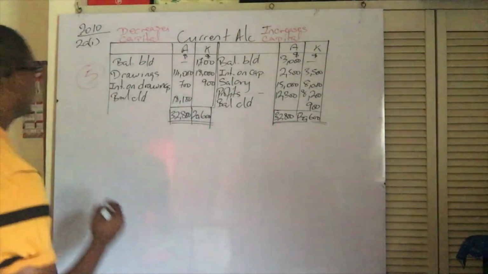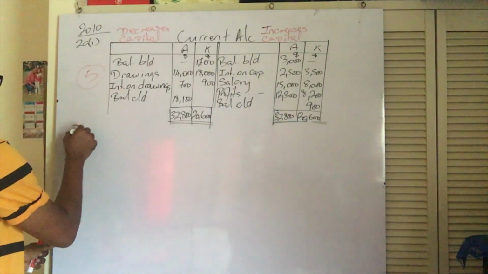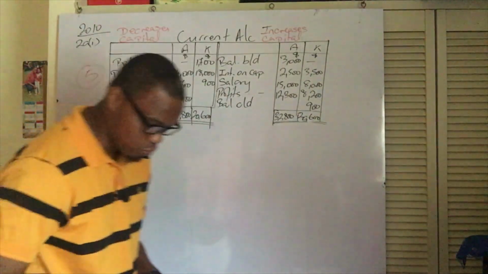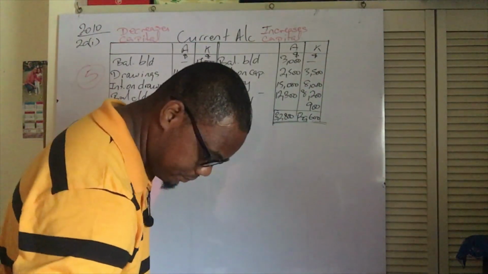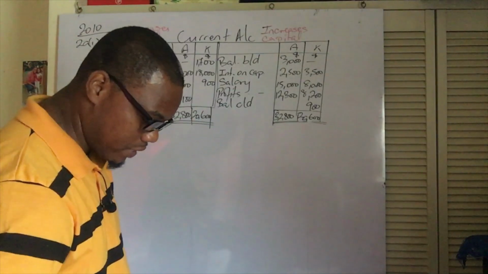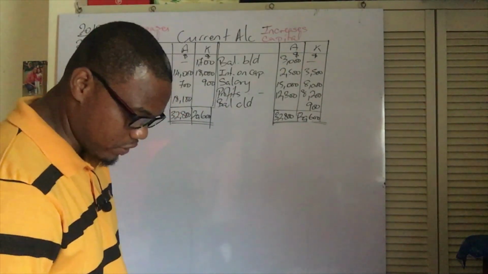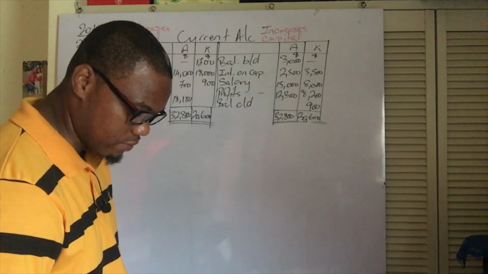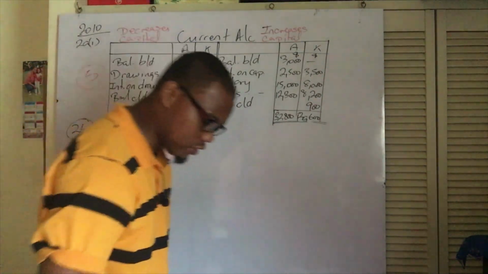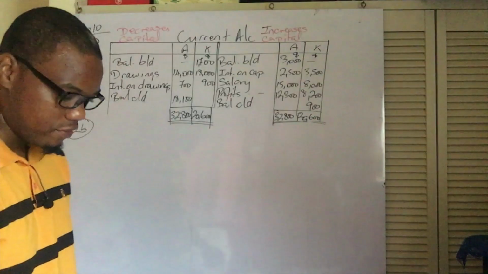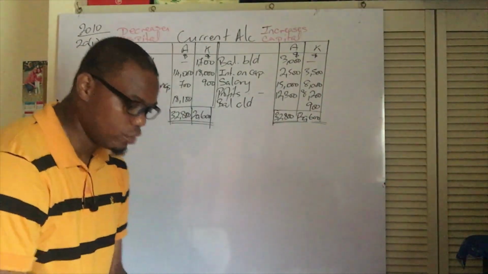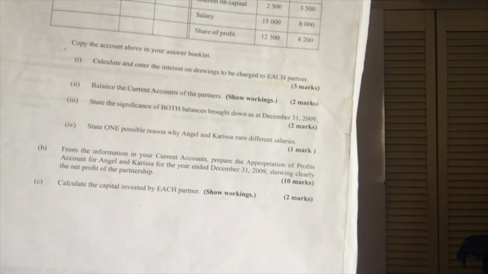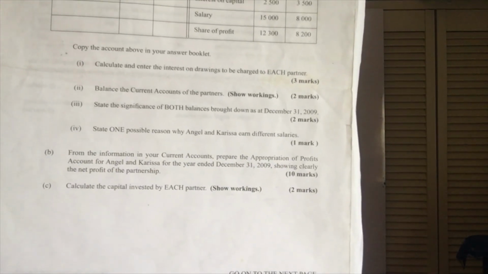Part B now. 2B. Don't want to take up too much space on the board writing that. So 2B now. It's half of the marks. From the information, prepare the appropriation of profits account for Angel and Carissa for the year ended the 31st of December 2009, showing clearly the net profit of the business. Now, you looking at it, you may think that this is simple, a straightforward thing, right? But it's not as simple as you think. Because the net profit has to be calculated.